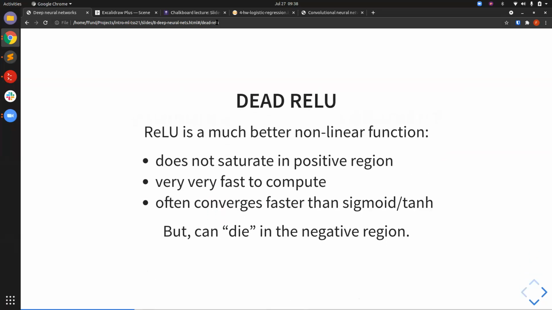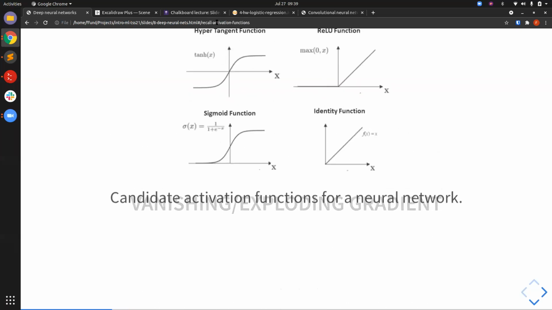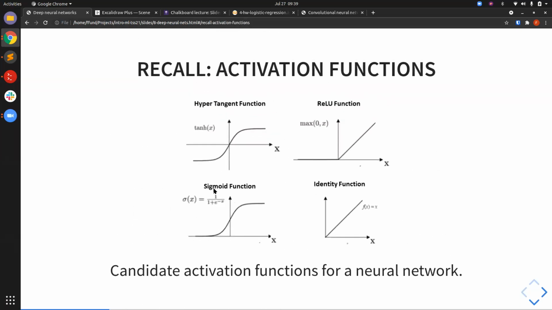So it doesn't saturate in the positive region. Another benefit is that it's very fast to compute. Sigmoid requires you to compute an exponential function. Hypertangent is also complicated to compute. ReLU is just a max. It's extremely fast to compute, computationally efficient, doesn't saturate for positive inputs, and also tends to converge very fast, much faster than sigmoid or hypertangent activations.